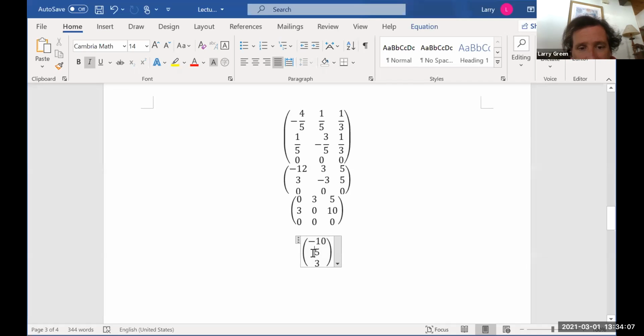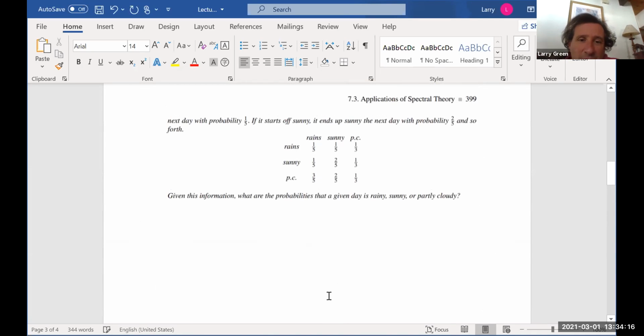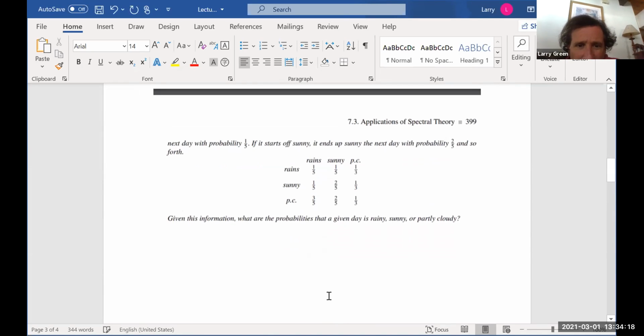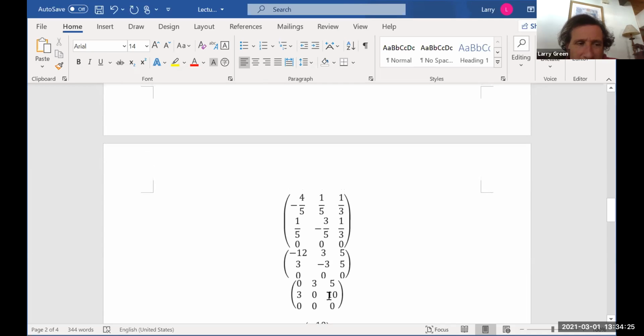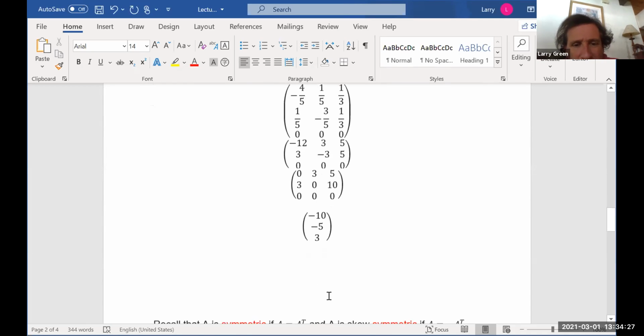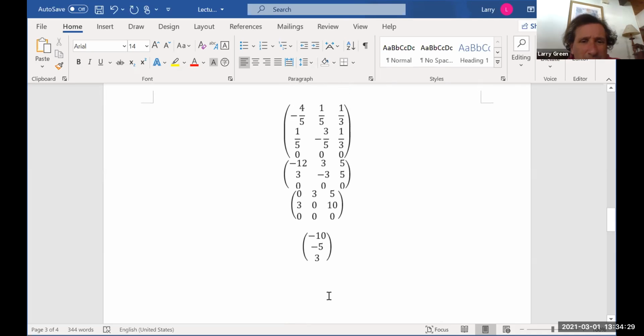Yeah, it's negative 5. Thanks. Okay. I'm not done yet. Let's go back to the question because that's important to see. We want to find out the probability that it's rainy, sunny, or partly cloudy. So we need to find the probabilities.